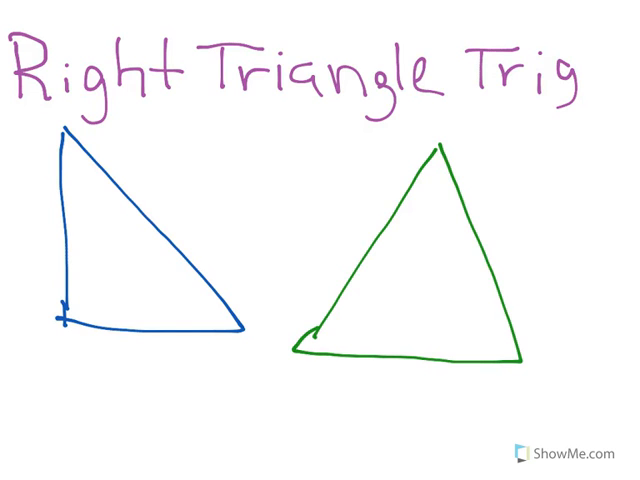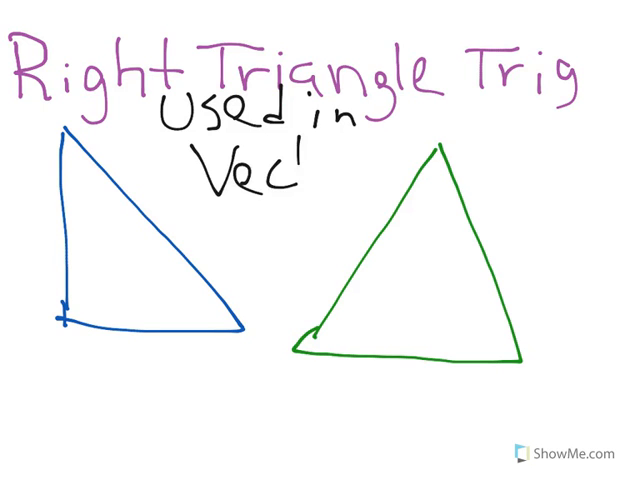Okay, physics people, we're going to talk about right triangle trig. Why are we going to talk about right triangle trig? Because right triangle trig is used in determining the direction of vectors quite often. So, right triangle trig implies that we need a right triangle.